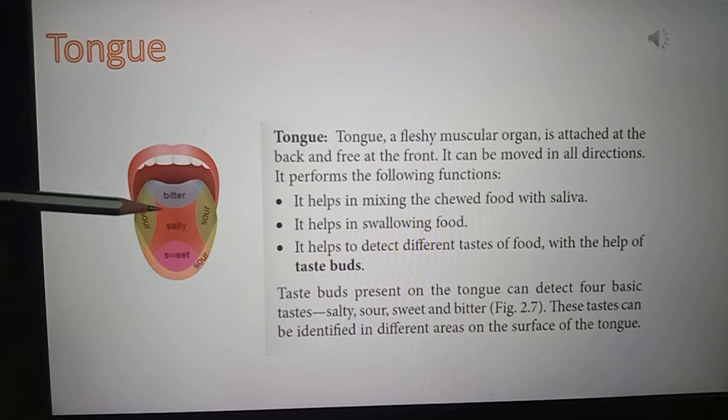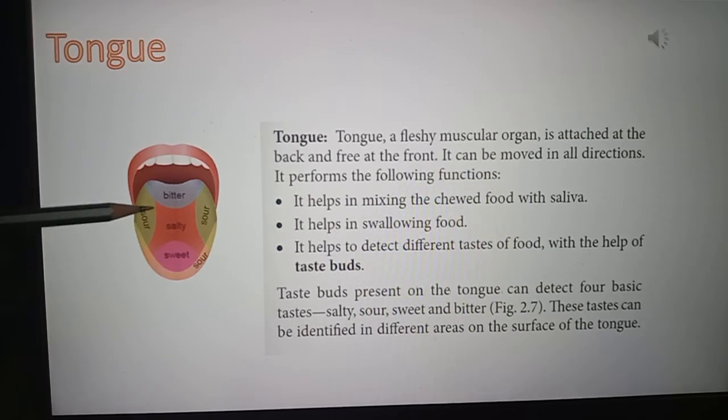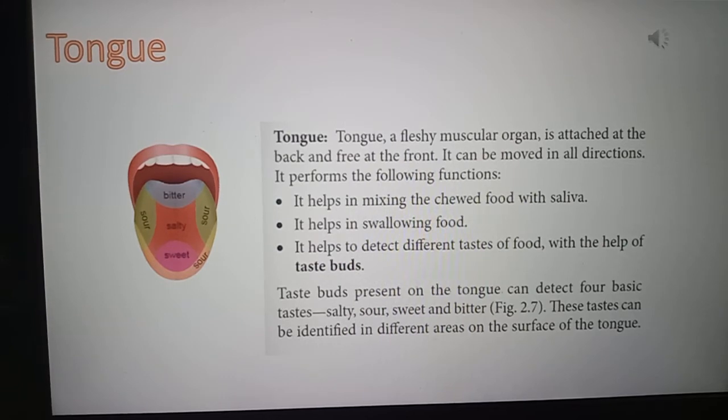You can see from the diagram also that the 4 tastes are given here. This is the diagram of the tongue which is showing the 4 regions where the taste buds are found. For example, this region is for sweet, this region is for salty, these 2 regions are for sour, and this region is for bitter. Bitter means kadwa. This is the first function. It is helpful in identifying the different tastes.